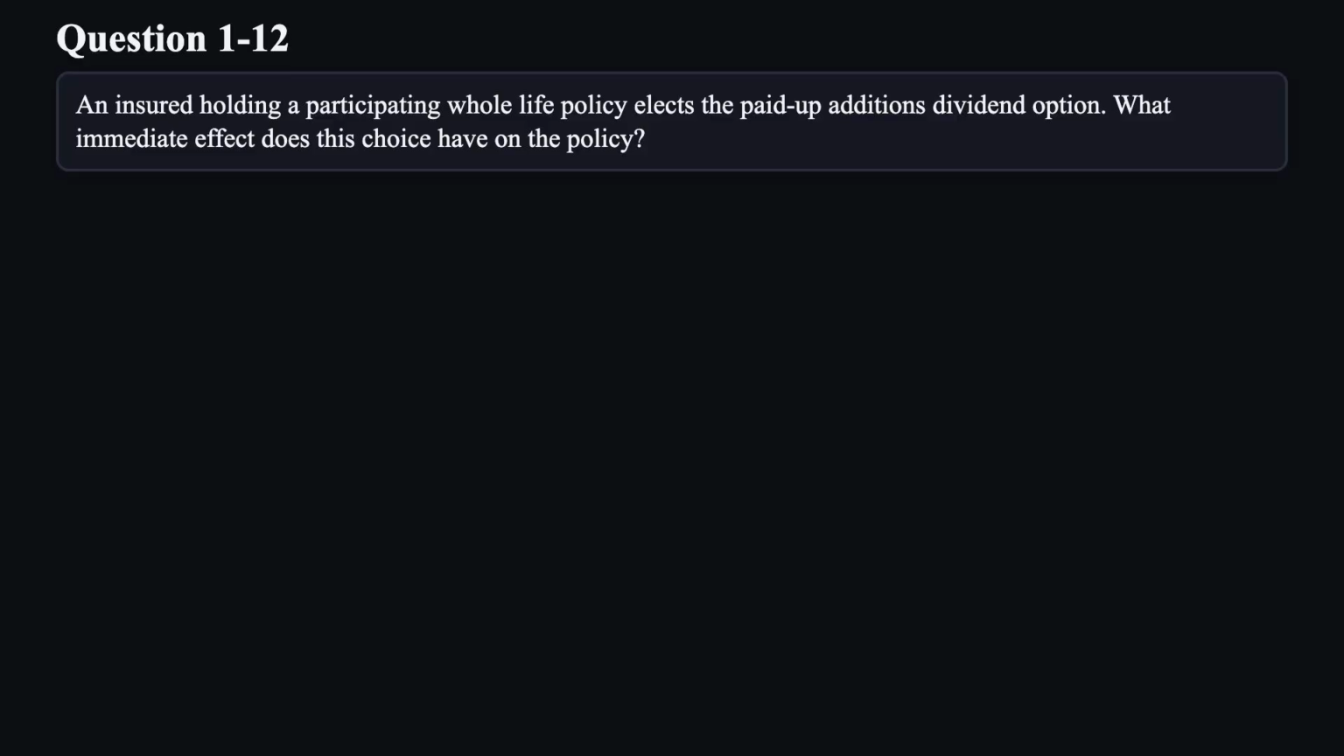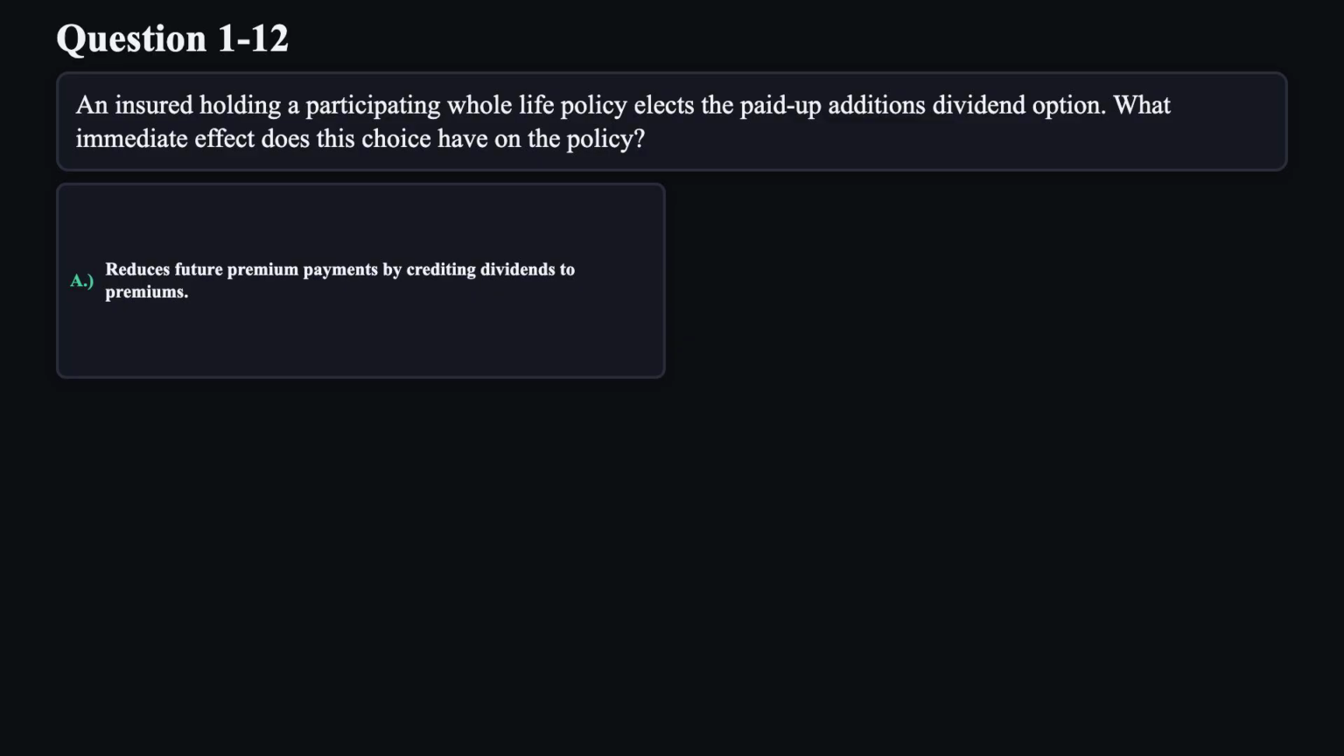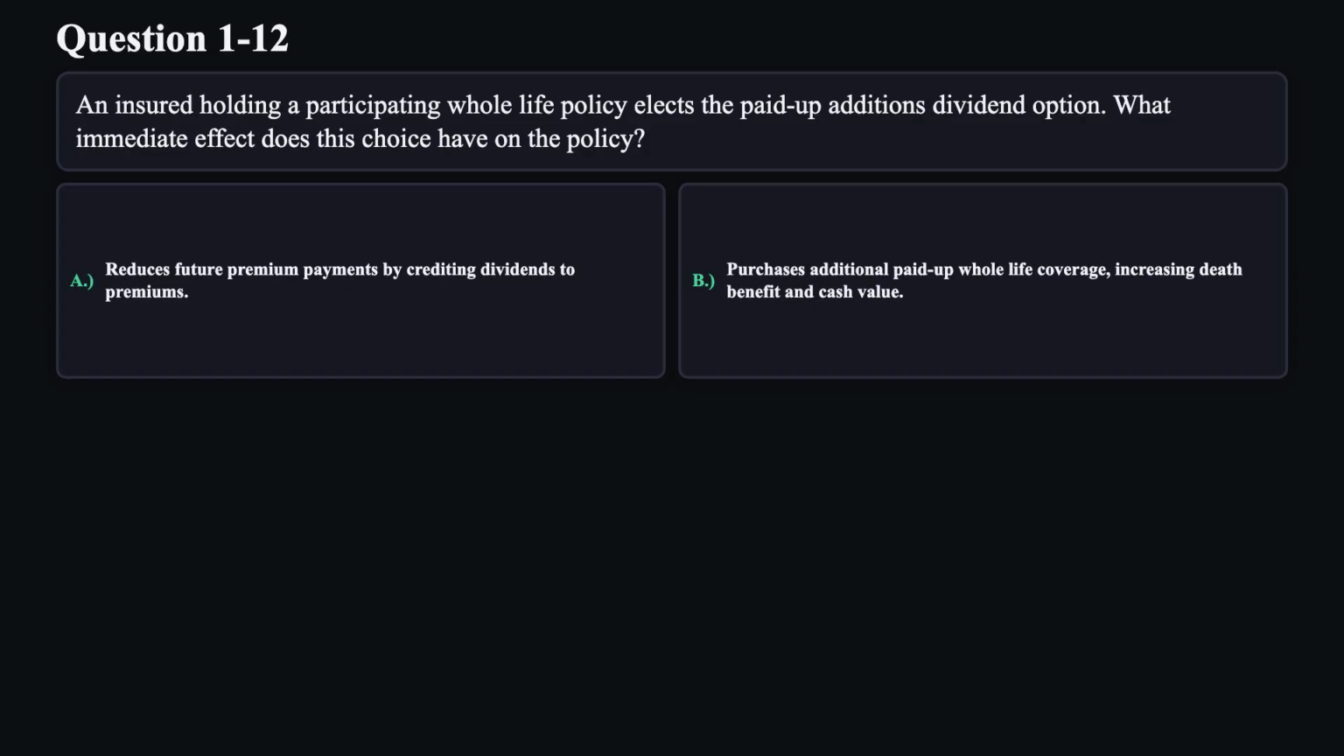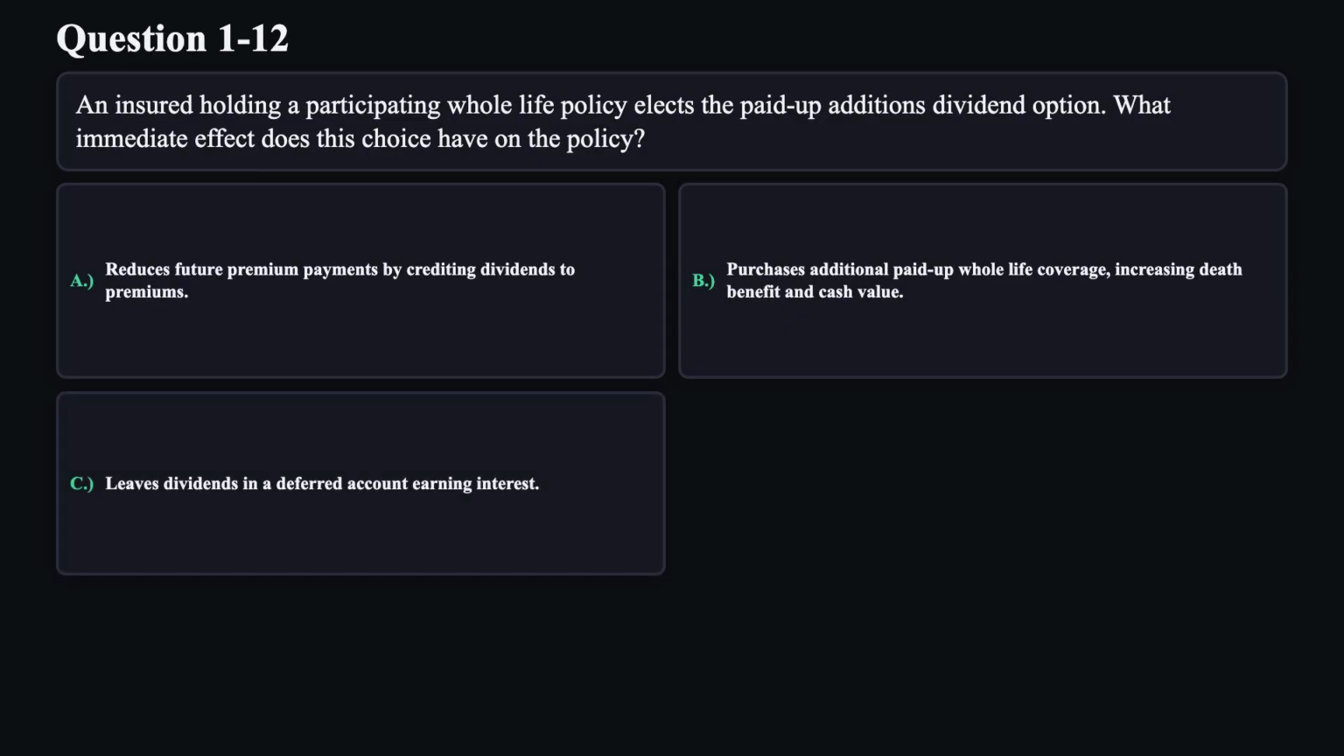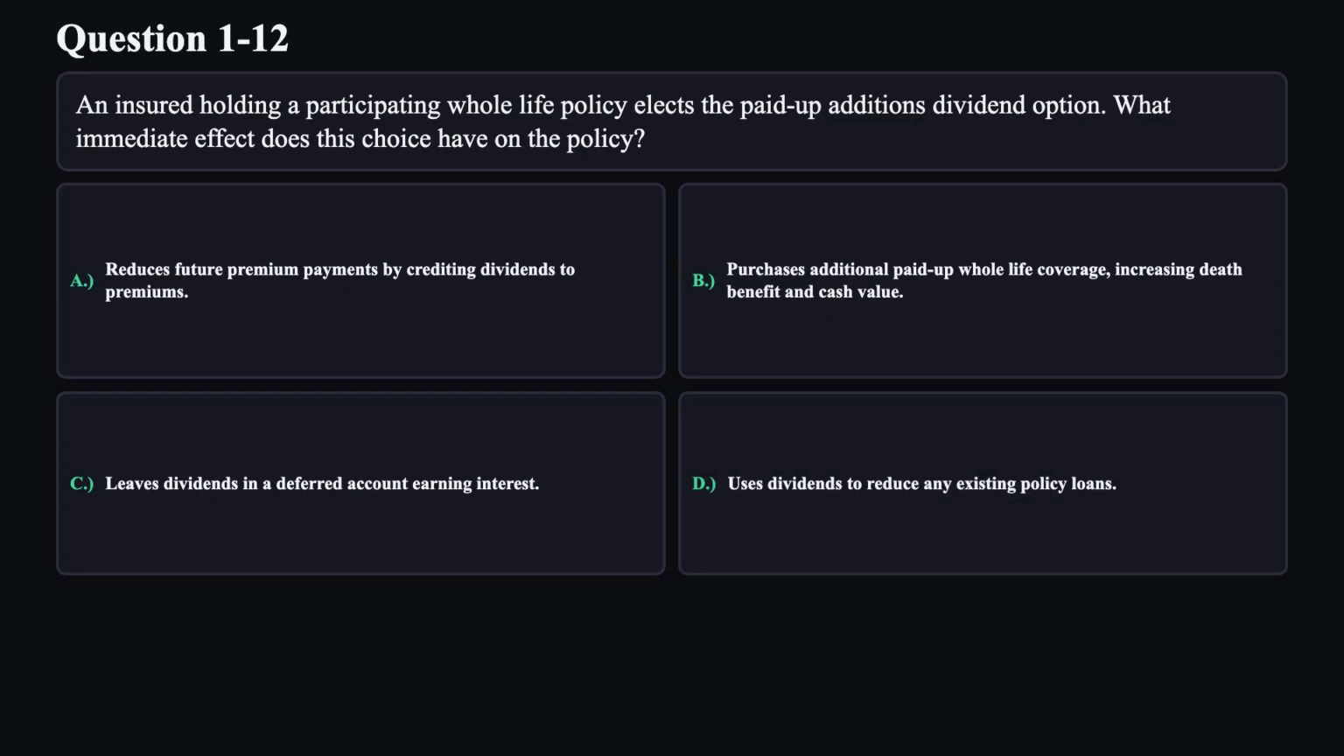Question 12. An insured holding a participating whole life policy elects the paid-up additions dividend option. What immediate effect does this choice have on the policy? A. Reduces future premium payments by crediting dividends to premiums. B. Purchases additional paid-up whole life coverage, increasing death benefit and cash value. C. Leaves dividends in a deferred account earning interest. D. Uses dividends to reduce any existing policy loans.